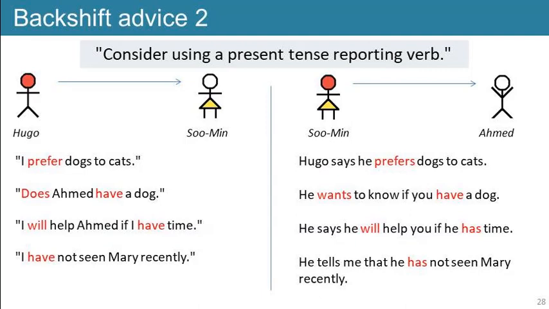The second piece of advice is to consider using a present tense reporting verb. This is often possible even when you are reporting what you heard some time ago. The consequence is that you can report the originator's words without changing the tense he or she used. These sentences from earlier slides are acceptable with the reporting verb in the present tense.